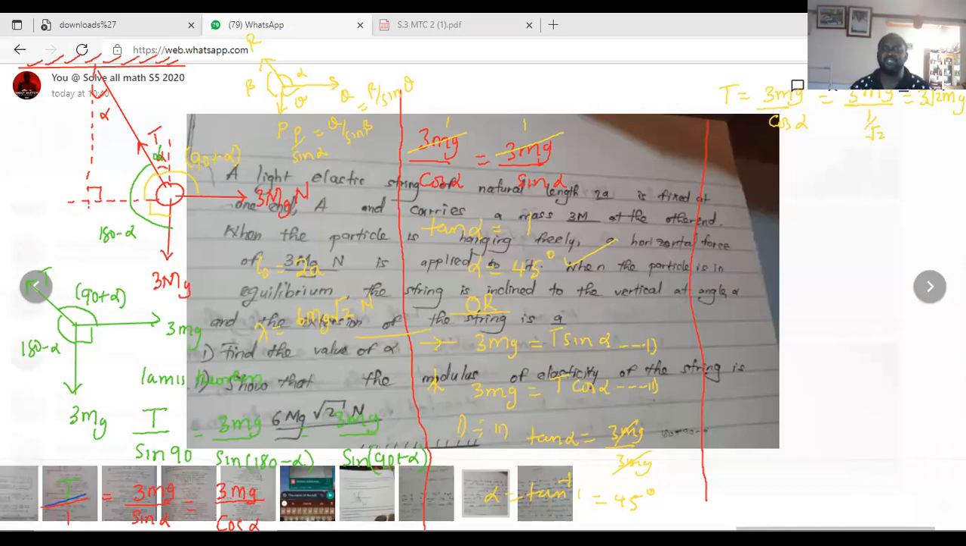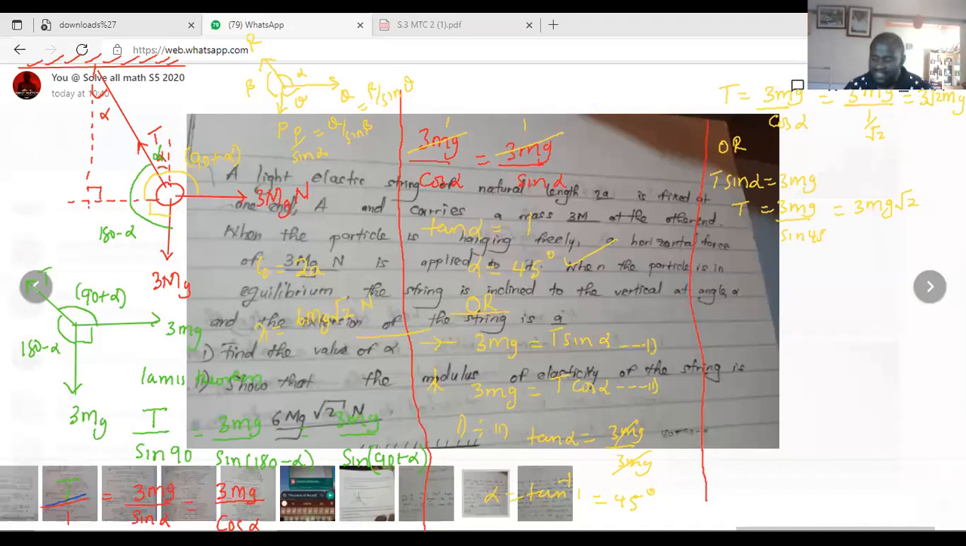What if someone had used the one for sine? Or T sine alpha is equal to 3 mg. This would be T is equal to 3 mg out of sine 45. The answer would still be the same, which is 3 mg root 2, because sine 45 is the same as cos 45.